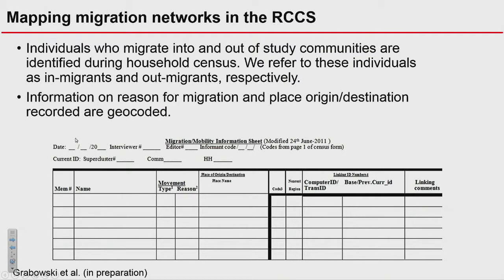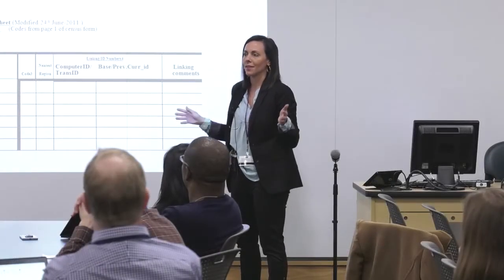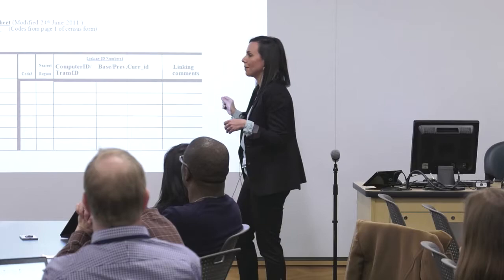To map migration networks, we first had to collect data on who were migrants and not migrants in our study communities. Individuals who migrate into and out of study communities are identified during the household census that's conducted as part of the Rakai Community Cohort Study. We refer to individuals who migrate into communities as immigrants, and those who migrate out as out-migrants. We also record information on their reason for migration and, as a free response, their place of origin and destination. As part of this R01, we actually had someone painstakingly code thousands of locations and geocode them all on maps.